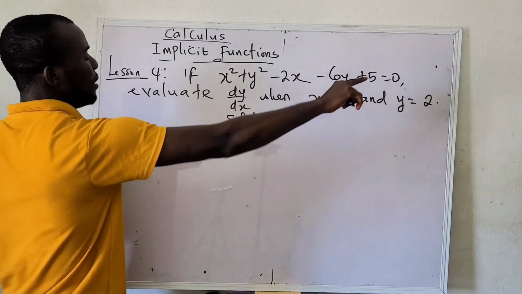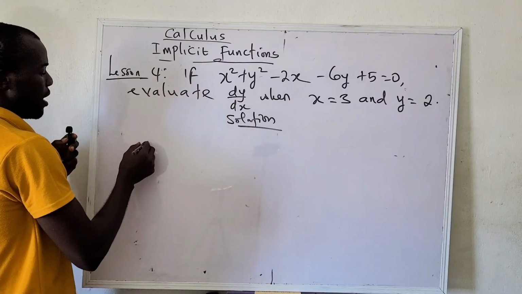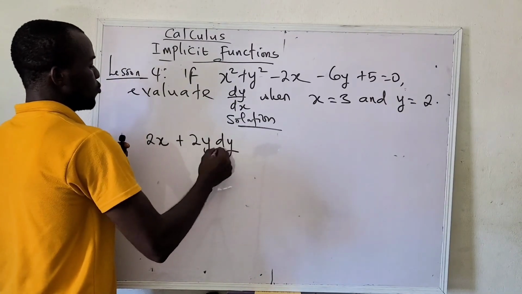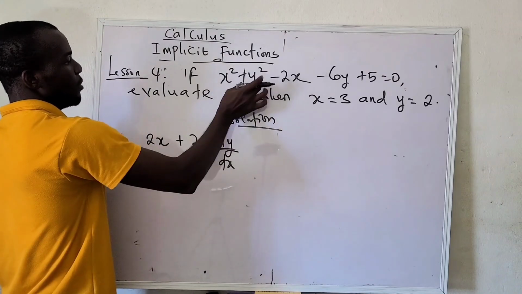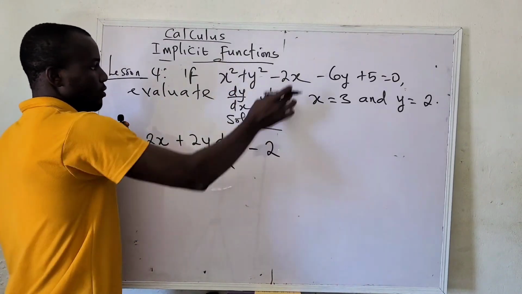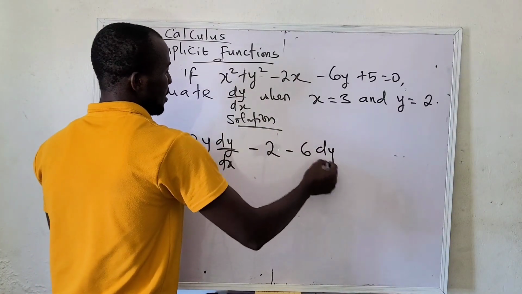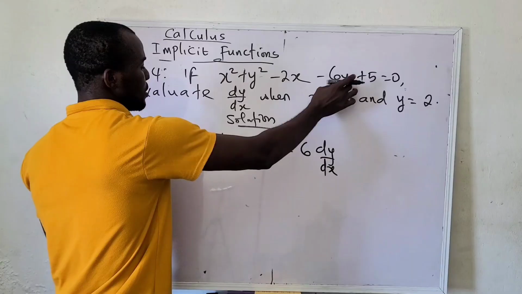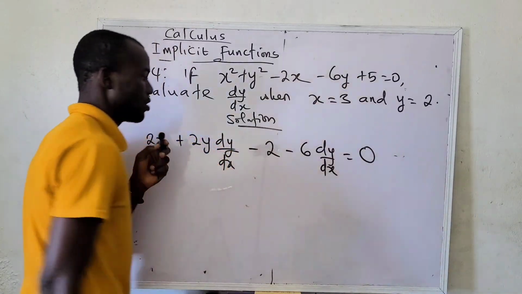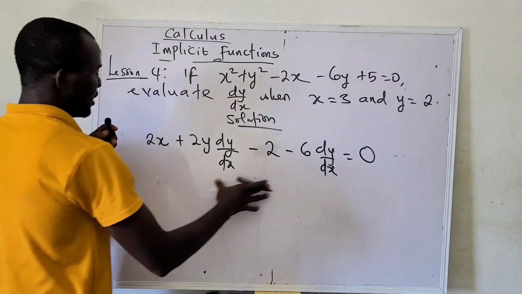If you differentiate through with respect to x, you are going to have 2x plus 2y dy over dx. This belongs to this, minus 2. This is the derivative of 2x, minus 6 dy over dx. This is the derivative of 6y, and then this will go to 0. Everything equals 0.